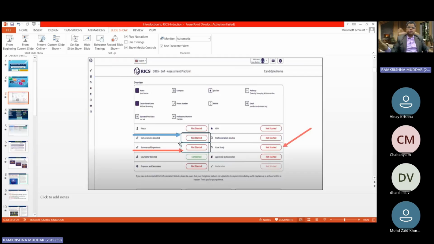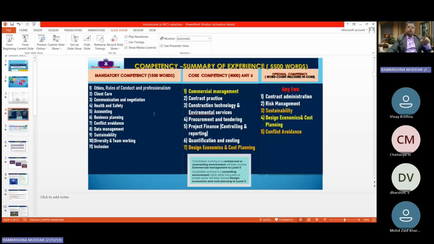There is no rocket science. People have just made it like rocket science. Oh my God, what is RICS? There is nothing in that. Only summary of experience and case study. Rest everything is competency selection. If you click on your portal, these competencies will be coming. Only thing, while you are selecting, you have to be sure that this is what you are selecting. That I will guide you according to your experience.